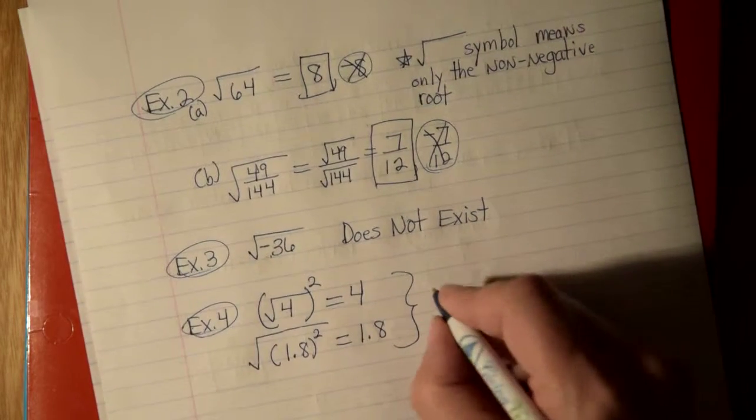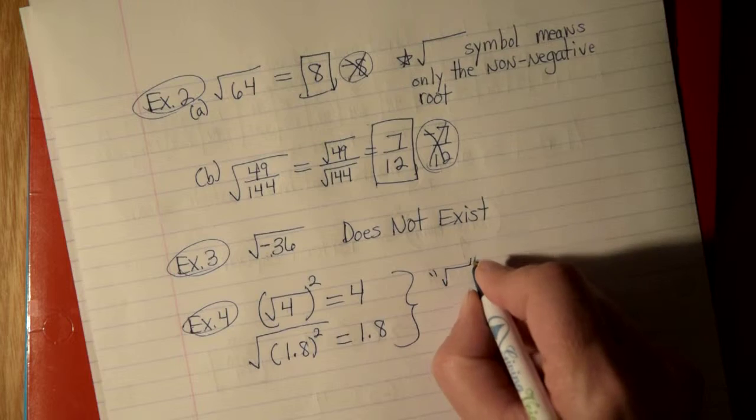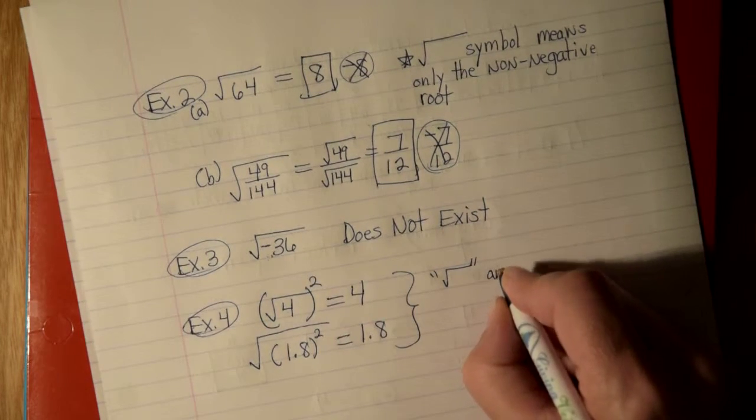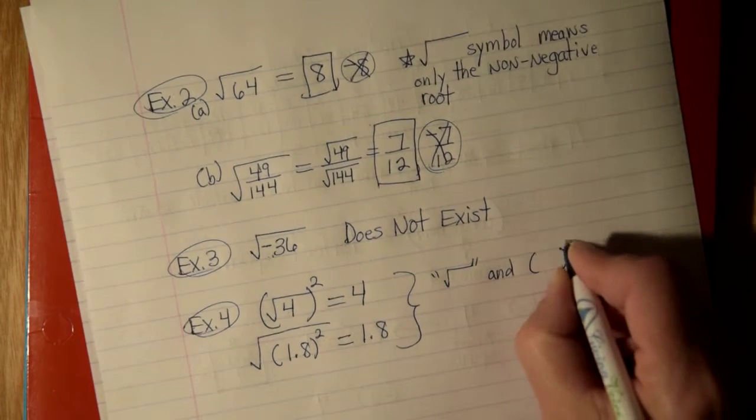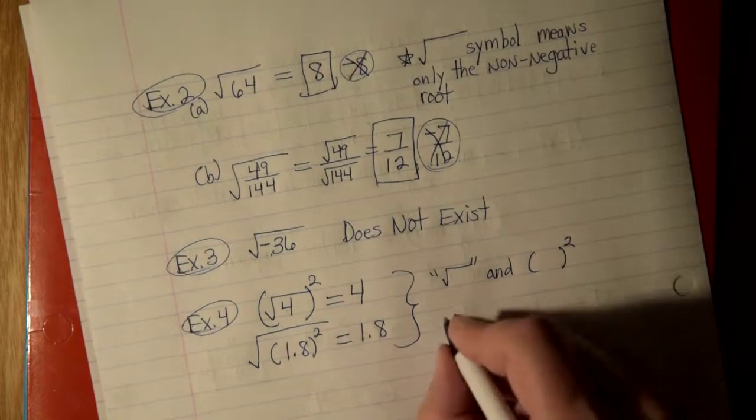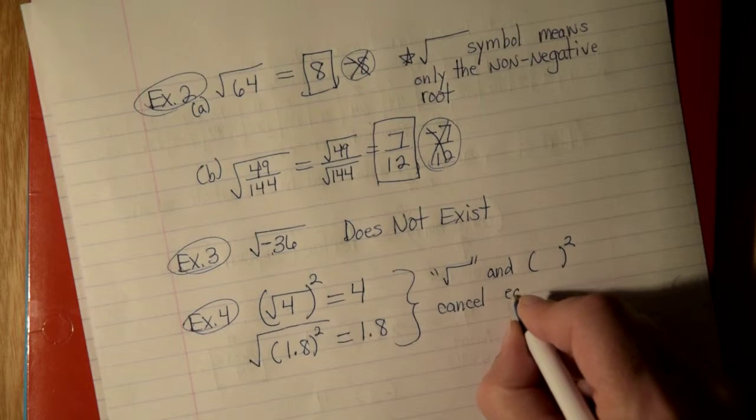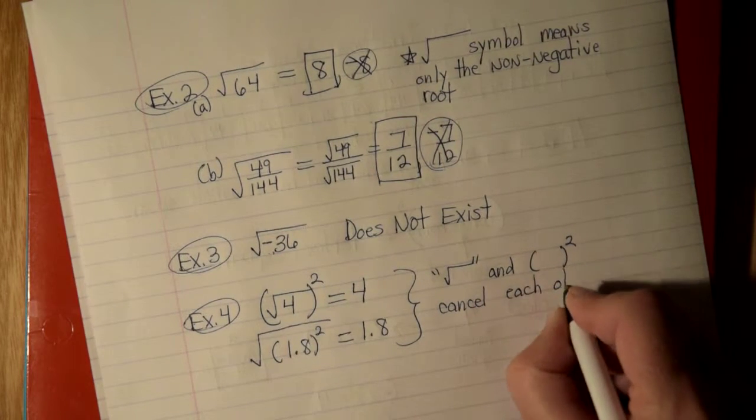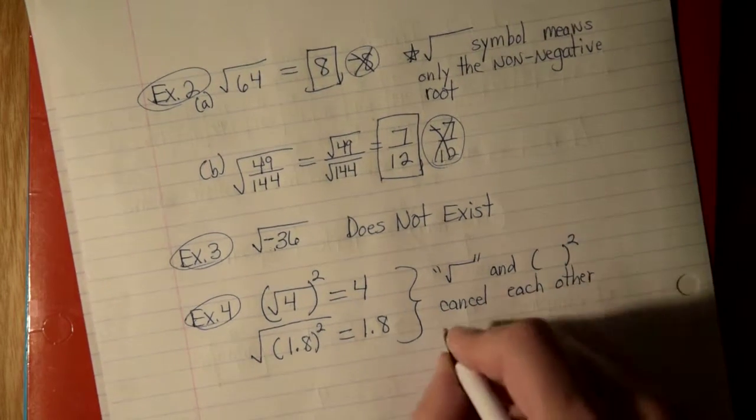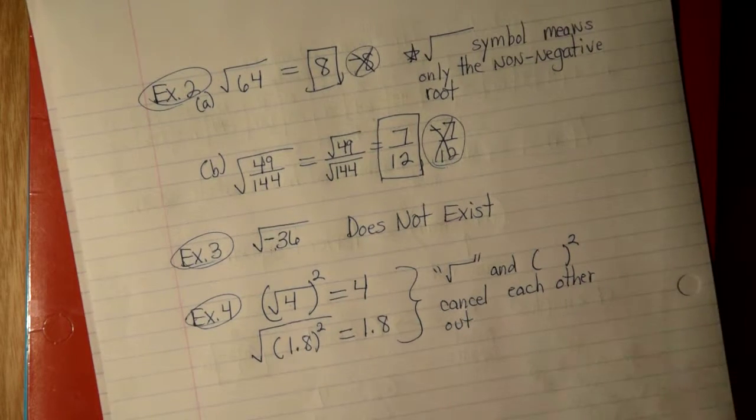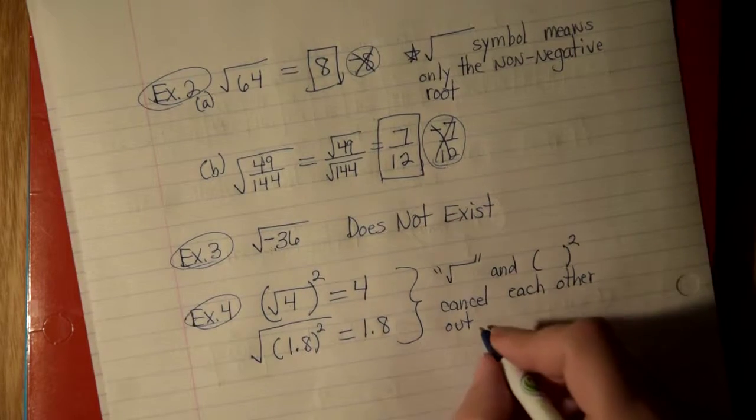So the square root and the square cancel each other out. They undo each other, kind of like division can undo multiplication when you're solving equations.